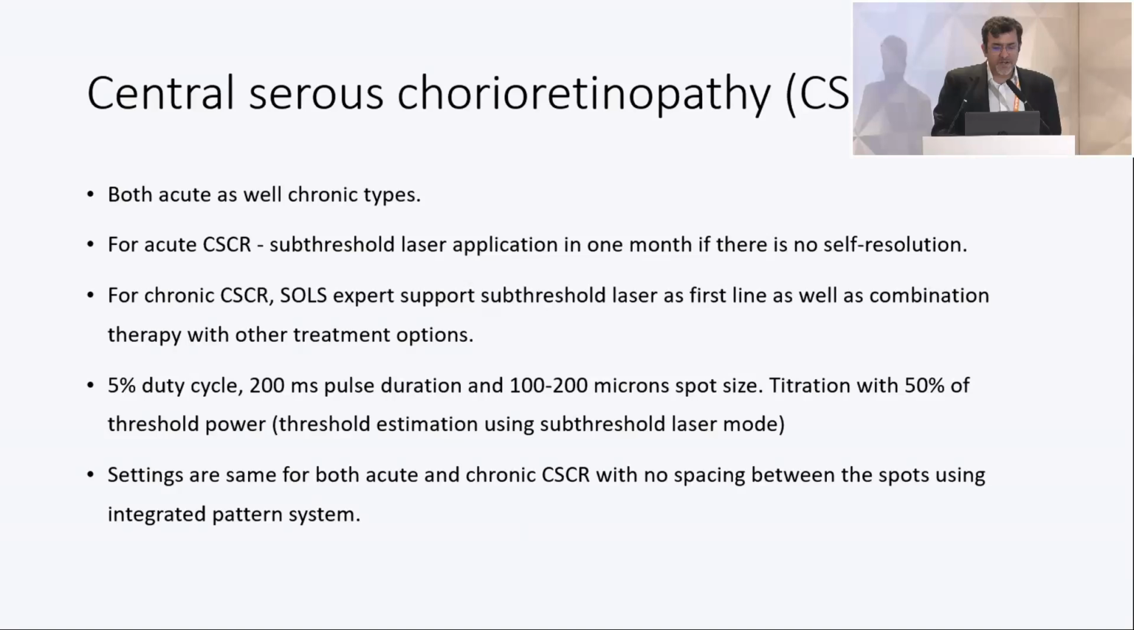Talking about CSCR, we spoke a lot about it. We offer subthreshold laser for both acute as well as chronic types. Acute CSCR, because it is so safe, then why wait for 4 months? If a patient has acute CSCR, give it a month. If there is no resolution, you can do the laser even at month 1. For chronic CSCR, we definitely support this as first line as well as in combination therapy. Again, CSC is also a very complex disease, because many times we have to put the patient on eplerenone.